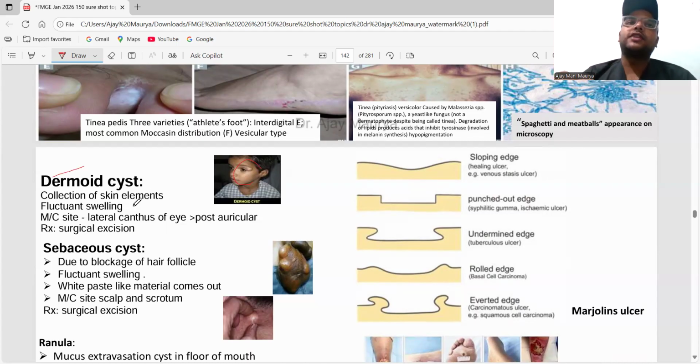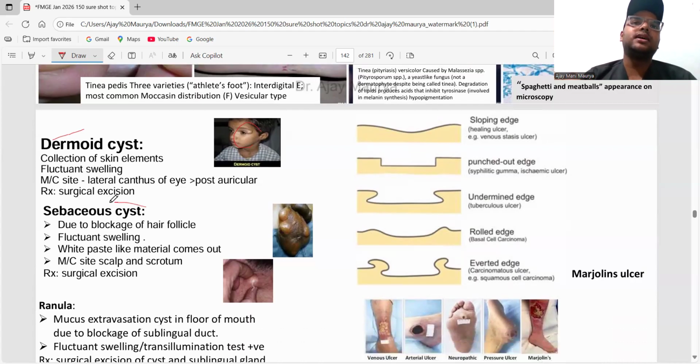It is a fluctuating swelling. What is the most common site? The lateral canthus of the eye. The treatment is surgical excision. This is a sebaceous cyst. Sebaceous means there is a blockage of the hair follicle. With the blockage of the hair follicle, you have to do surgical excision, a cut.